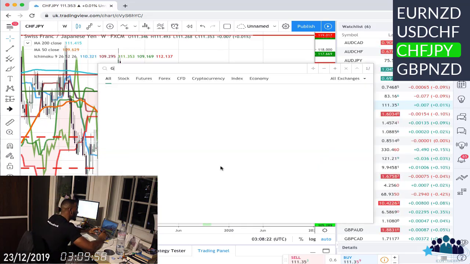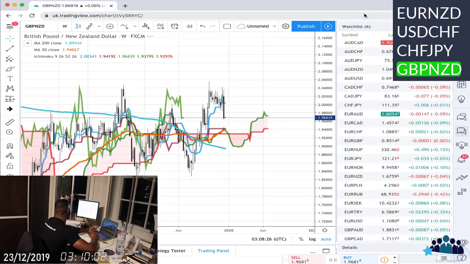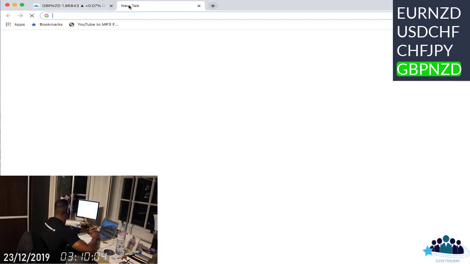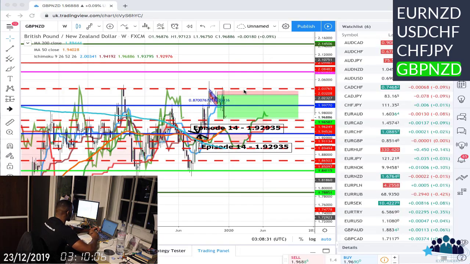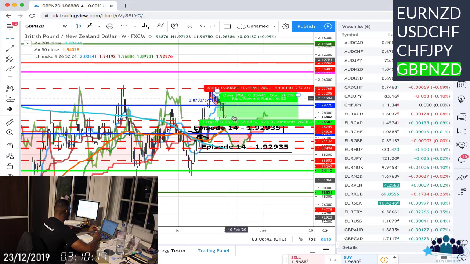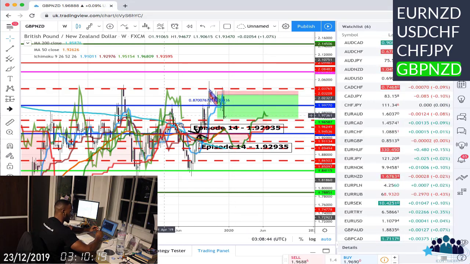Then we've also got GBP NZD. With this trade, what can I say? This one went pretty well, as you can see. It hit the take profit nicely, and we're in the money. Happy days. But let's look at our watch list.